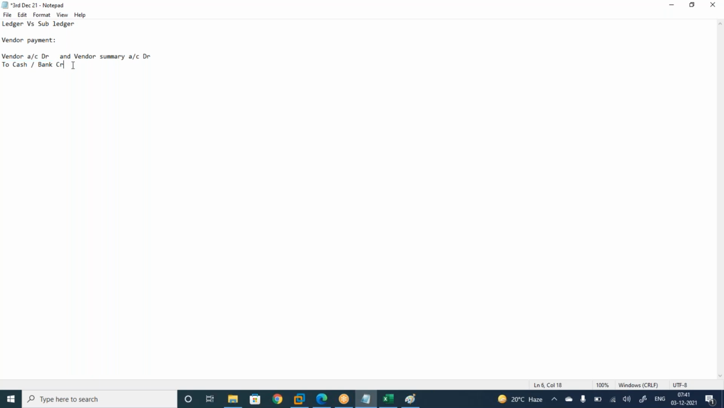In the same manner, if it is a customer payment, then the customer account is credited and cash or bank account debited, because we are receiving money. So while doing this, it will post to 3 ledgers. One is the customer summary account credit.